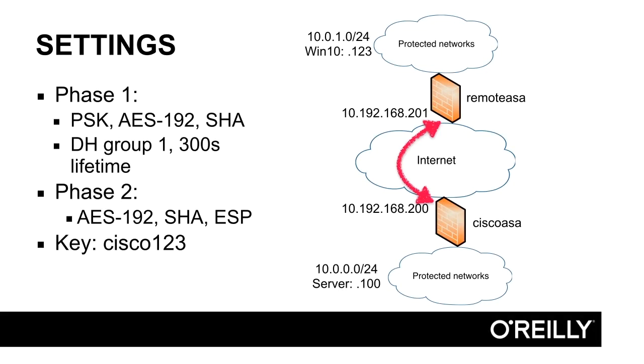After configuring phase one, we should continue to configure phase two. In phase two, we need to use AES192, and we should use SHA as a hash method, and we should use ESP. Furthermore, we should use CISCO 123 as the authentication key. So let's do that configuration.